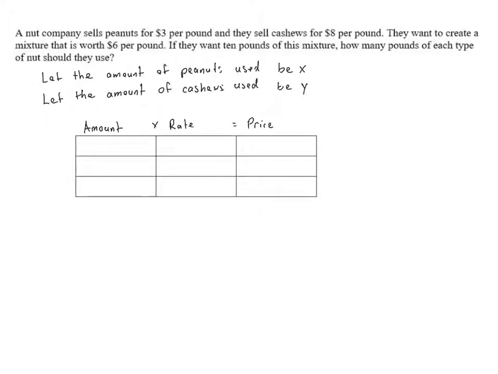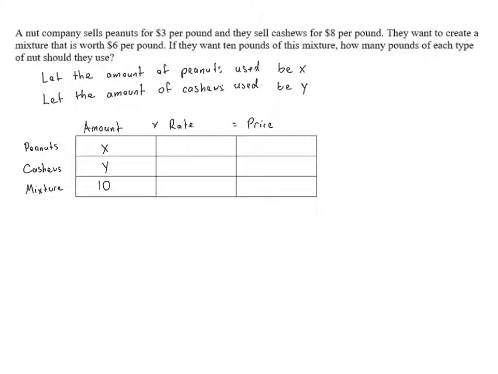So in this problem, we're starting off with peanuts and cashews. So that's how we're going to label the first two rows. And we want to combine them for a particular mixture. Now the amount of peanuts, we said that was going to be X, and the amount of cashews used would be Y. We need to know the amount of the mixture, but the problem tells us they want 10 pounds of the mixture, so the amount is going to be 10.